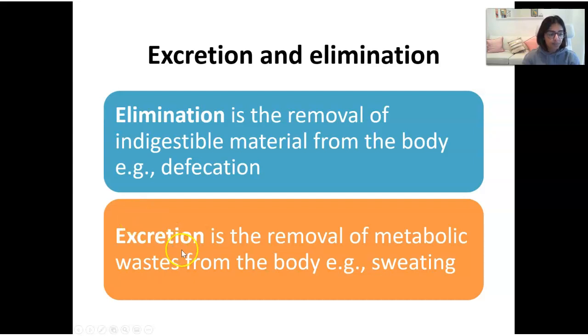So excretion is the removal of metabolic waste from the body. So that key word metabolic, so it's a process that's carried out in the cell. So metabolic waste would be things like carbon dioxide and water.